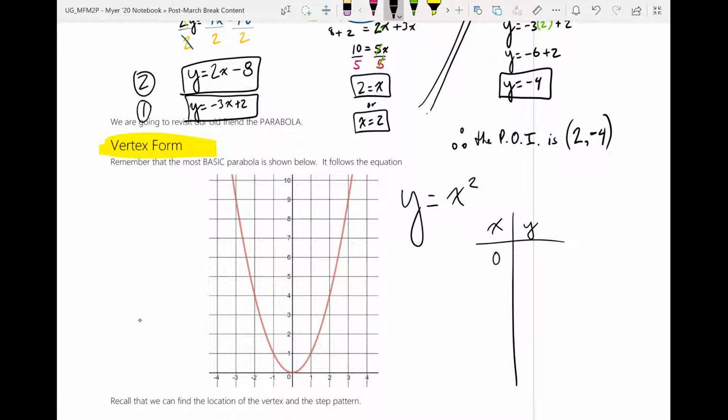we said when x is 0, y is 0. When x is 1 or negative 1, y has the same value, which is just 1. And we could do 2, negative 2, and it was 4, 3, negative 3, 9, so on and so forth, right? Like these points right here.